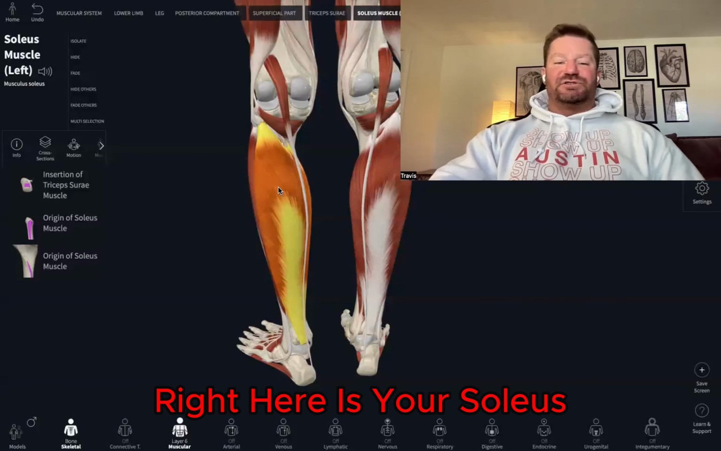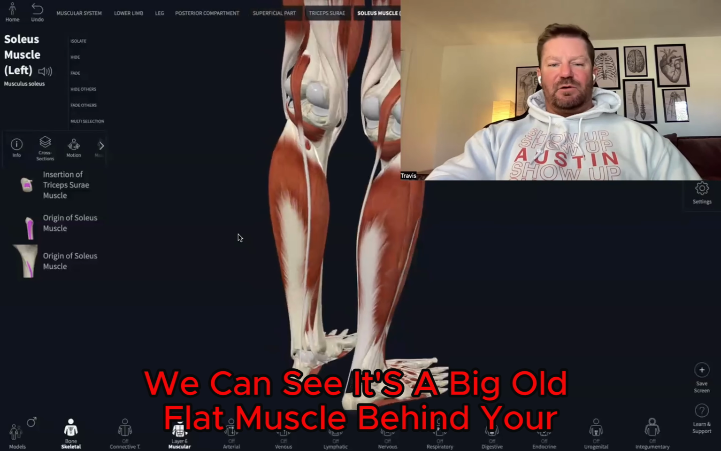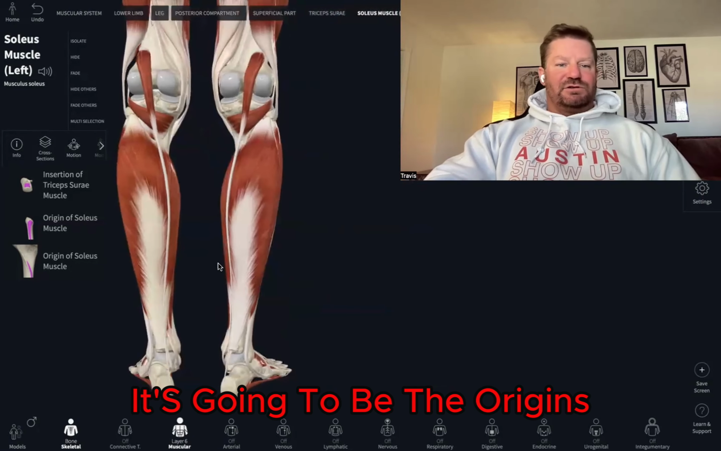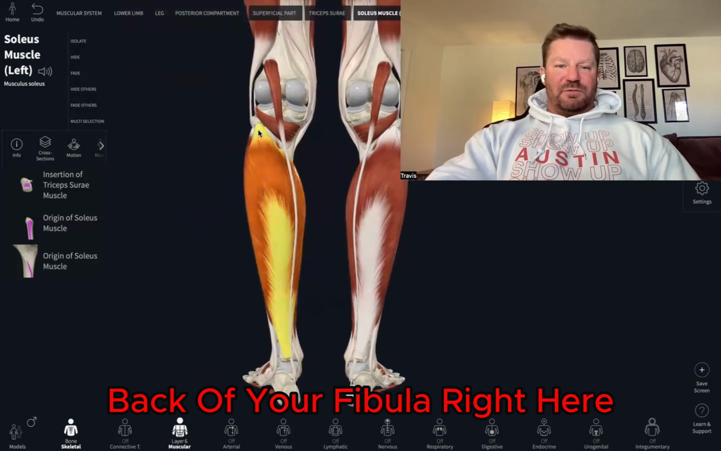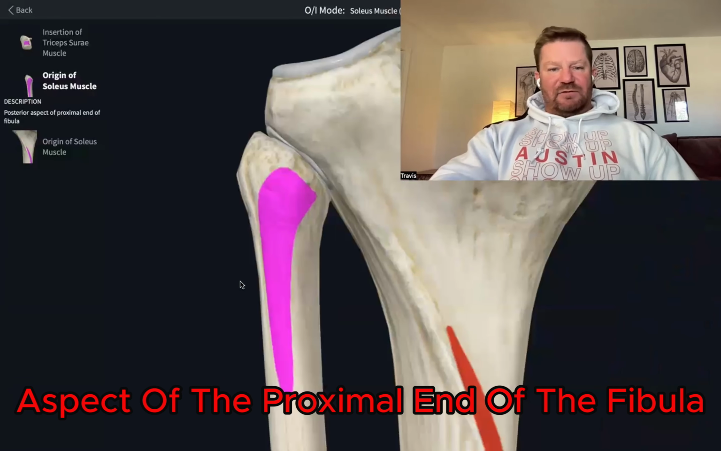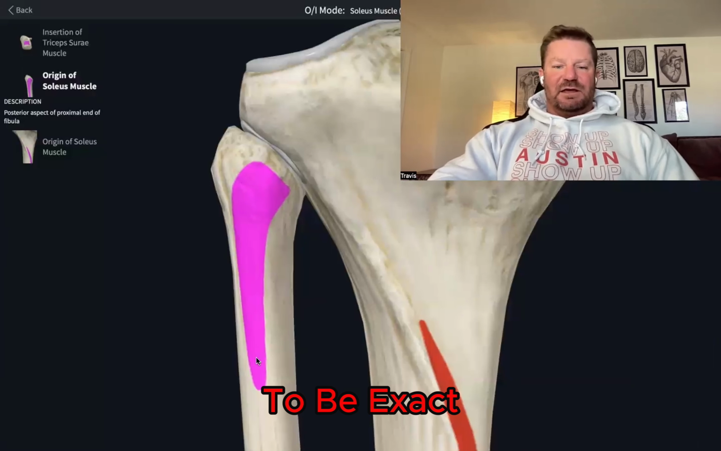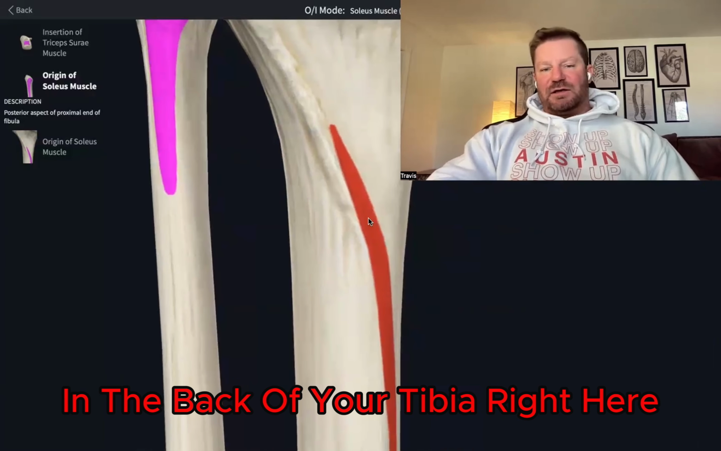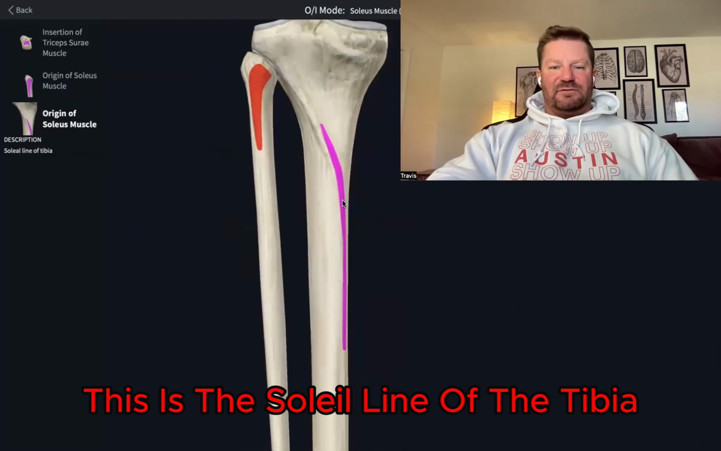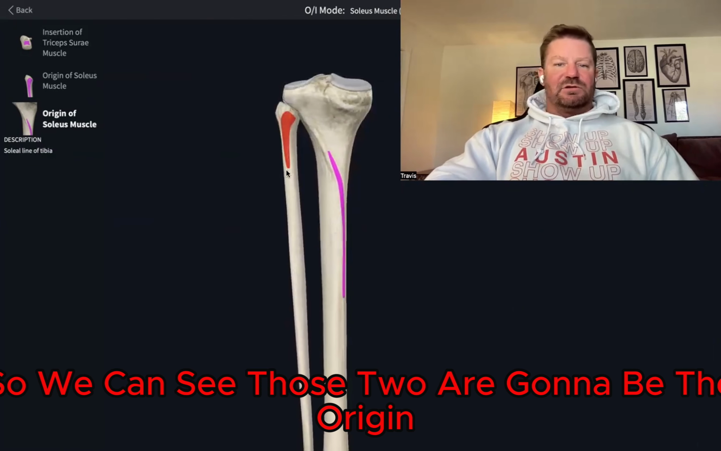Right here is your soleus. We can see it's a big old flat muscle behind your gastrocnemius. It's going to be the origins back of your fibula right here, the posterior aspect of the proximal end of the fibula to be exact. There's another origin right here on the back of your tibia. This is the soleal line of the tibia.